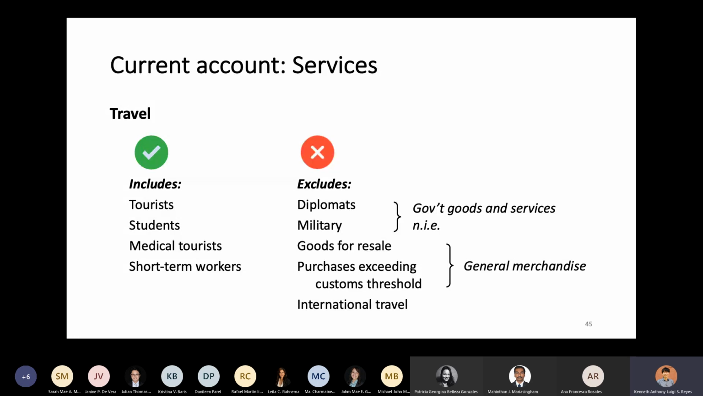And finally, international travel will be counted under transport services. So if you are in the Bahamas and you book a flight back home, that cost is not going to be counted under travel receipts. It's going to be counted under transport services.